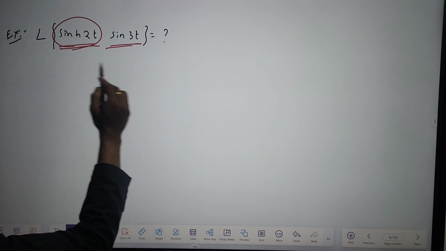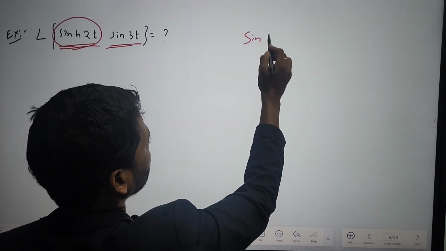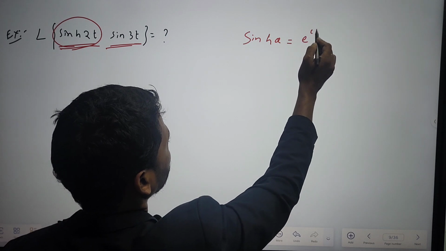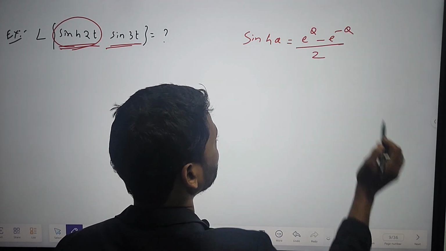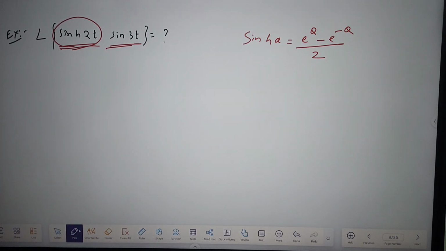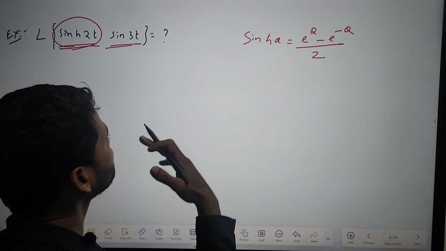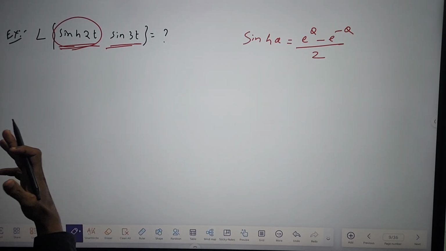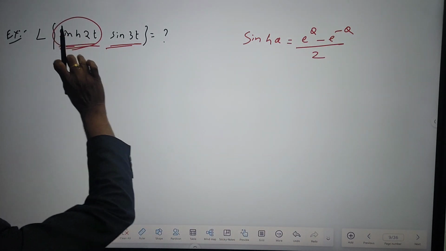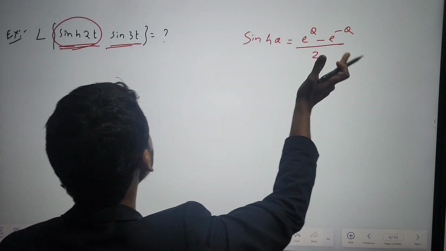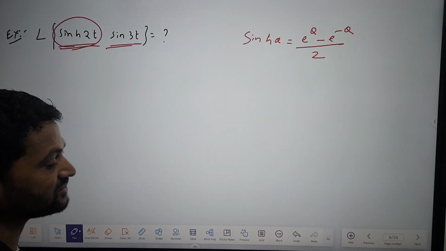इसमें देखो sin h 2t, sin h theta का फॉर्मूला क्या है? e to the power theta minus e to the power minus theta by 2. देखो मैं एक एक क्वेश्चन जो सॉल्व कर रहा हूँ, अगेन मेरे को बेसिक्स पे पहले, like you know the basic is very important. You need to know what is sin h theta. If you know this formula, you can put here and get the answer easily.